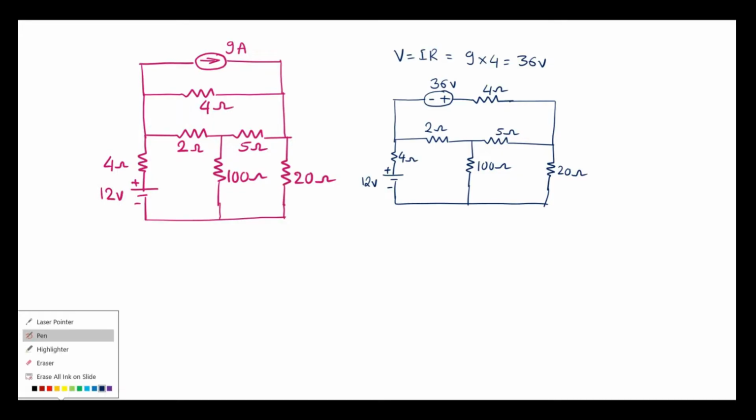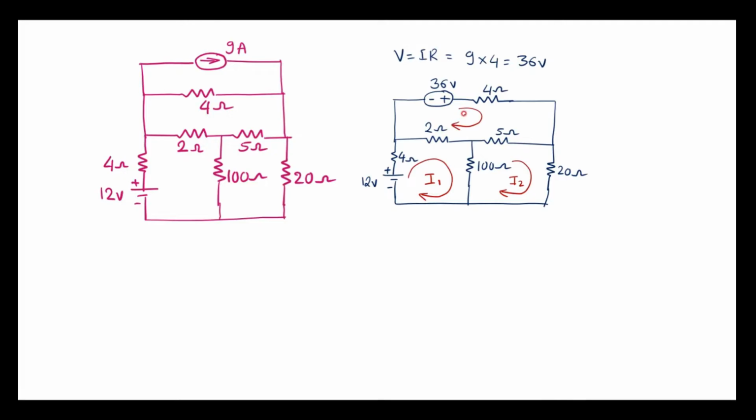Now let me assume the loop currents. Let current through this loop be I1. Let current through this loop be I2, and let me assume current through this loop is I3. So here I1, I2, I3 are loop currents.